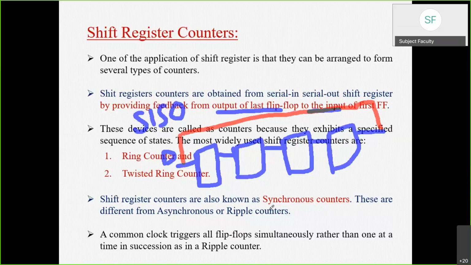The working is pretty much similar to the serial in, serial out shift register. Only change is this red connection, giving the output of the last flip-flop to the input of the first, so that this completes one ring-like structure. One loop is formed, so that's why it is called a ring counter. I hope you have understood it. Anyway, we will see it in great detail in upcoming slides.